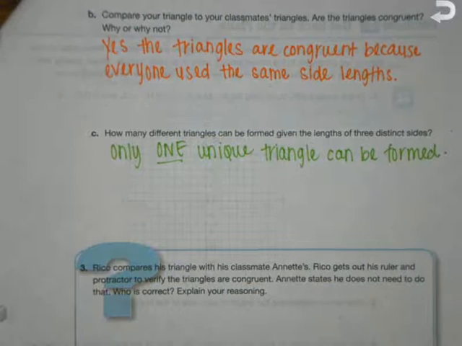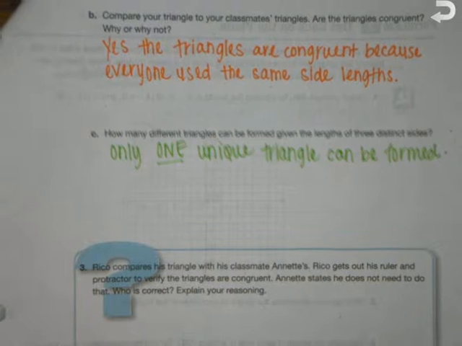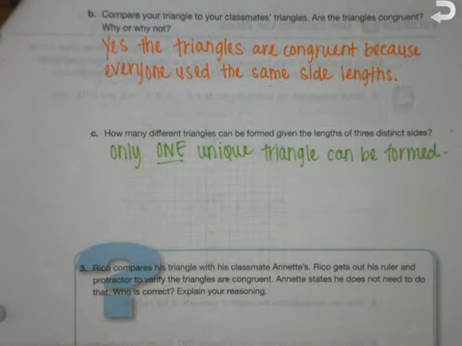Okay, that's because, guys, even if you rotate or flip or move your triangle around, if all 3 side lengths are the same, they're still congruent. They're still the same triangle. Okay? Does that make sense?